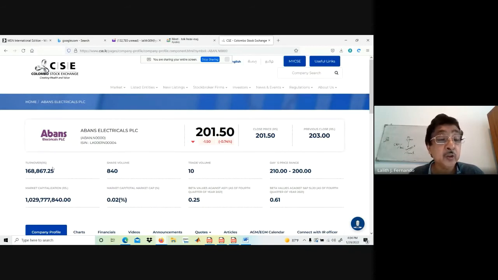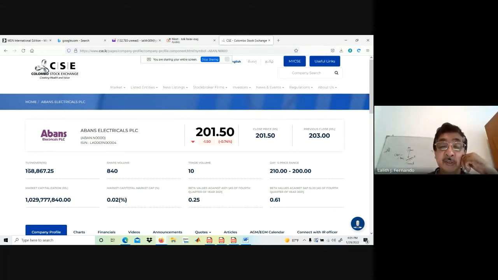And when you say turnover, rupees so much, that is the turnover for the day. The last business day was 28th of January. Share volume means number of shares transacted. Trade volume means number of trades that took place, say buy-in and sell-in or whatever. 10 trades took place. Now the day's price range is this. They started with 210, but it closed with 201.50, though during the day there was a price of 200 intraday.